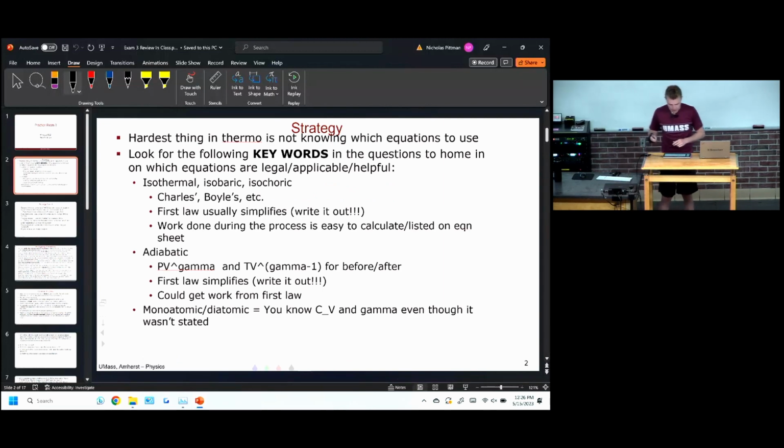All right, so some quick strategy. I wrote a lot of text here, so you can just copy it down onto like a note card or something afterwards. So don't try and copy it all right now. I just want to talk you through it.